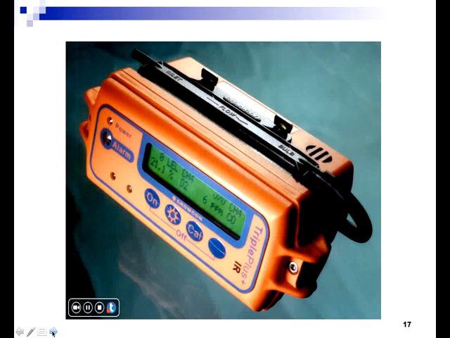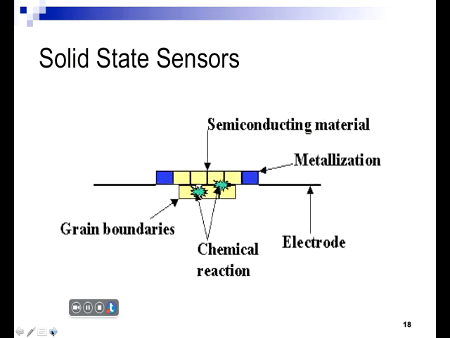This is an example of one. This is a Krokow gas and vapor combustible gas meter. They're handheld, and they have the lower explosive limit. You can see here it reads out in percent, and it can give you what the range of your combustible gas is going to be.